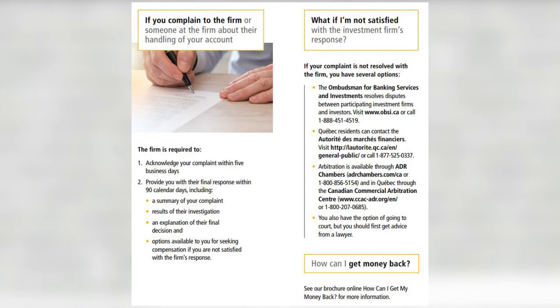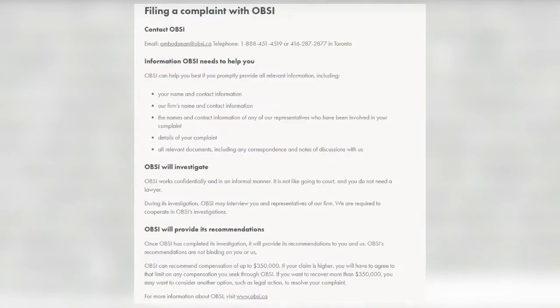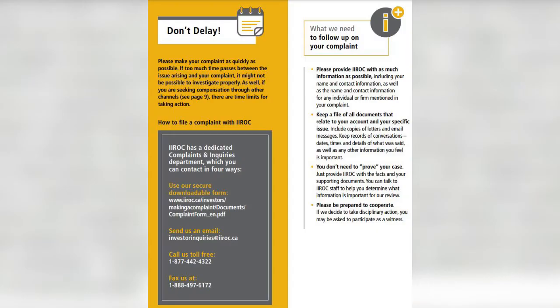If they don't give you a substantive response within 90 days or you're still unsatisfied with the response, you can file a complaint with the OBSI, the Ombudsman for Banking Services and Investments. And they are an independent body who will investigate your dispute with the broker. If you don't want to go through this route of dealing with the broker first over your dispute, you can also make a complaint directly to the regulator IIROC regarding the broker's alleged misconduct.